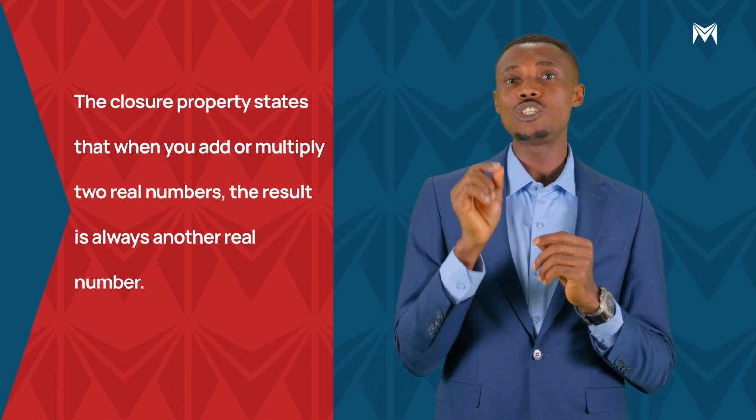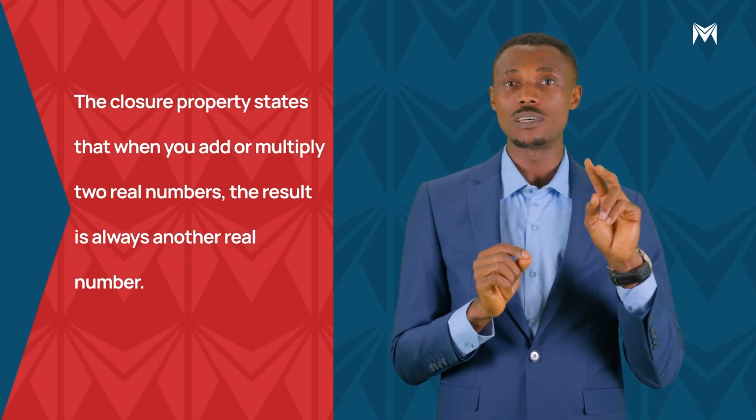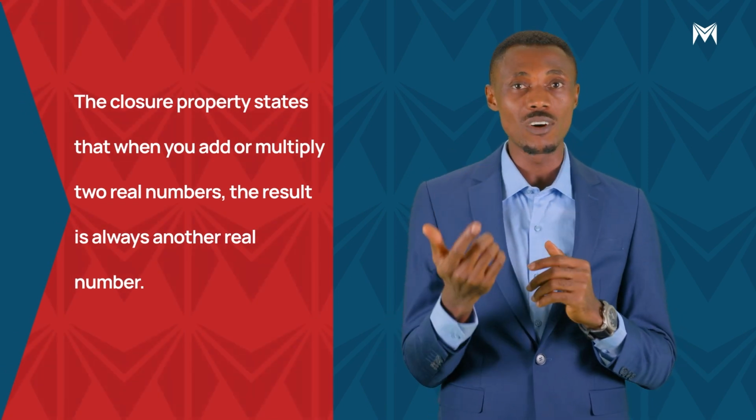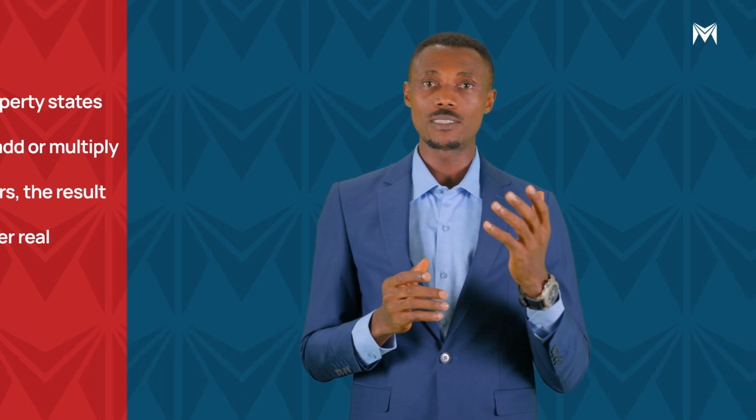Now, let's briefly discuss some basic properties of real numbers. Real numbers have a lot of properties, but we will discuss the most important ones. The first property is the closure property. The closure property states that when you add or multiply two real numbers, the result is always another real number. In other words, real numbers are closed under addition and multiplication.